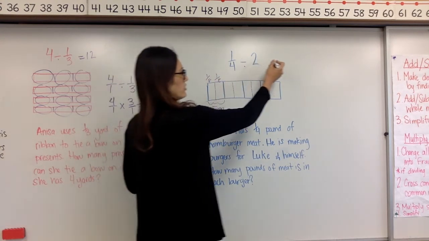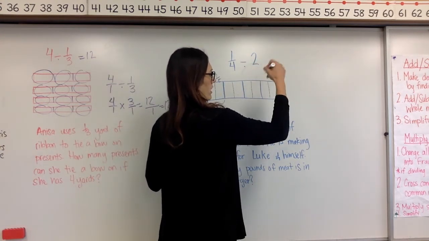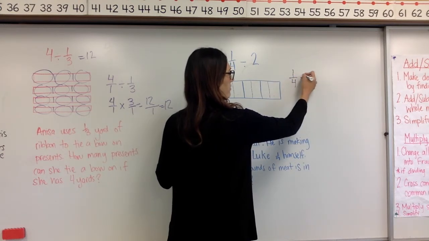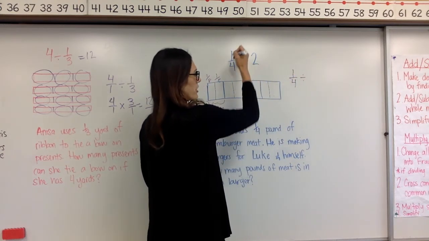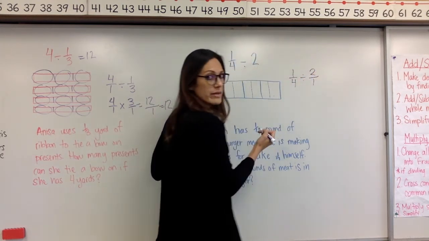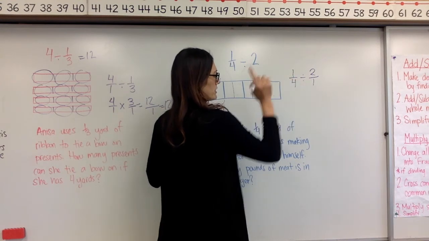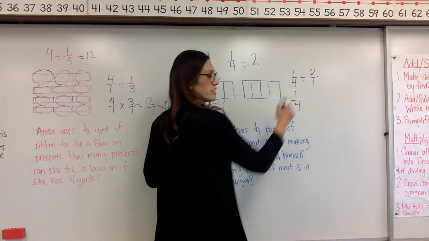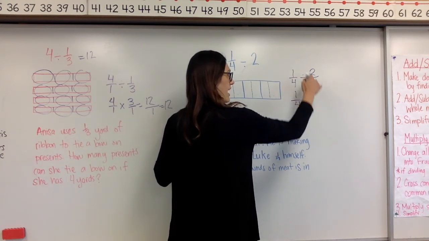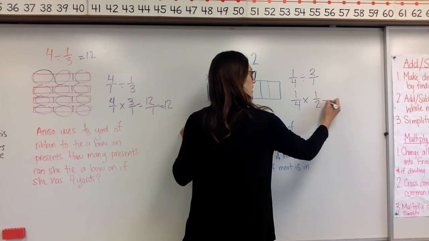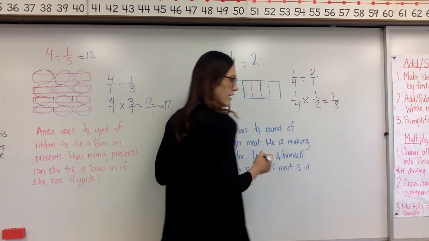Okay. Now if I do this numerically, I would do 1/4. Remember, the first part has to have numerator over denominator and numerator over denominator. So I'm going to take my whole number, put it over 1, and then I'm going to use keep, change, flip. So I'm going to keep the first one, change divide to multiply, and find the reciprocal of 2 over 1, which is 1/2. And I get my answer of 1/8.